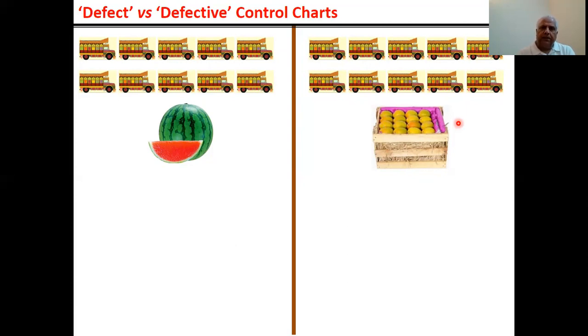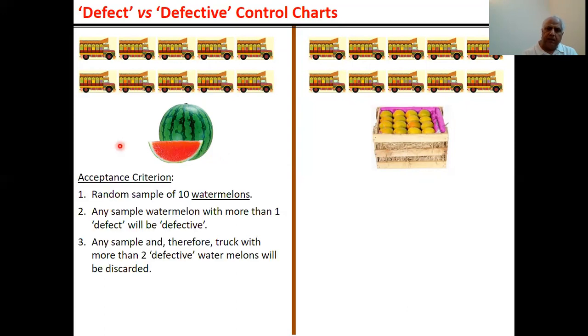You, as a successful and very professional businessman, would like to check the quality of these fruits through the process of acceptance sampling. Your acceptance sampling plan for watermelons is that you will pick up a random sample of 10 watermelons from each truck.